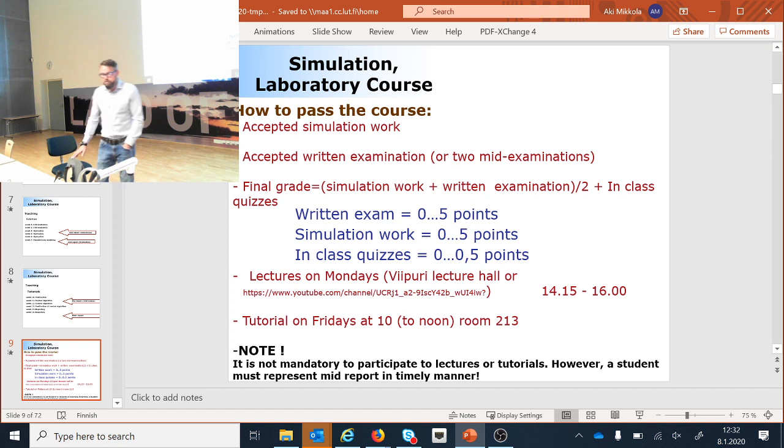What are the requirements to pass the course? Well, you have to do the simulation work independently. You have to do it in an acceptable way, and that will be half of the grade. The second half will be related to the written exam. The written exam is very different from the previous course, because in the previous course it was an online exam. This time it's a conventional exam: you have to enroll in the exam, go there in person, and do it using pen and paper.